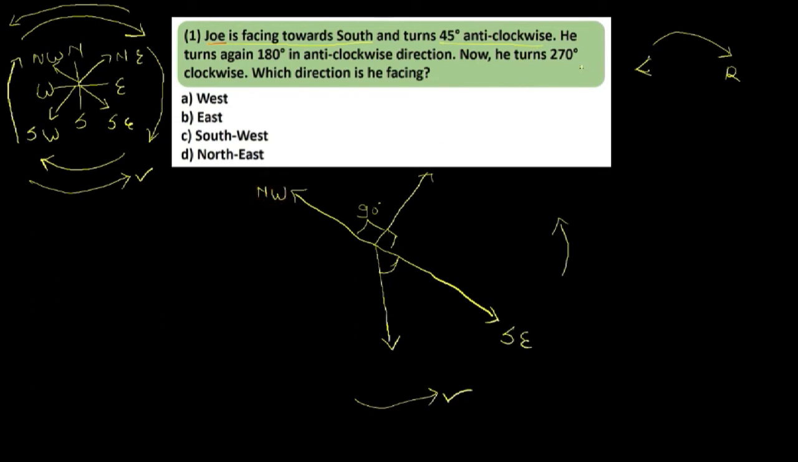Now he turns 270 degrees clockwise. Now he is going to move clockwise. So clockwise would be in this particular direction. This direction would be the clockwise direction. So again, now he is facing in this particular direction. So 270 can be divided into three parts, that is 90 plus 90 plus 90. So first 90 is this one, second 90 is this one, and third 90 would be the right angle for this particular. So this is the third 90.